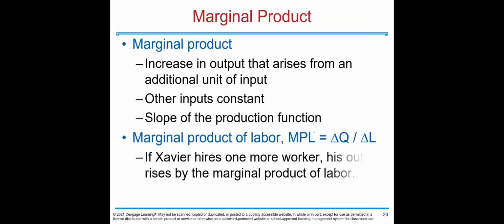The next important terminology that you need to know is marginal product. Marginal product is the increase in output that arises from an additional unit of input. And when we think about marginal product of one input, other inputs should be constant. So if you have marginal product of capital, marginal product of labor, when we talk about marginal product of labor, we assume that capital is fixed. Marginal product of labor is equal to MPL, the change in the total product when you change the labor by 1 unit. If Xavier hires 1 more worker, his output rises by the marginal product of labor.